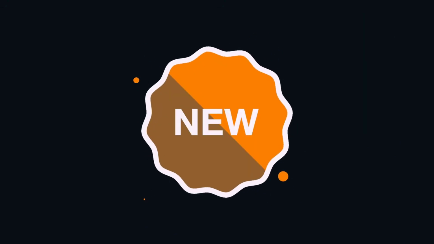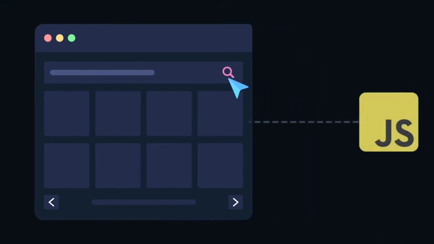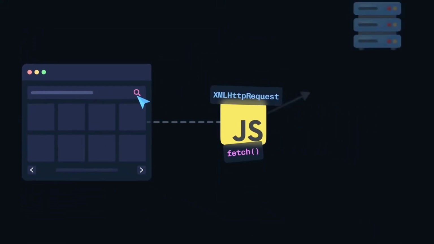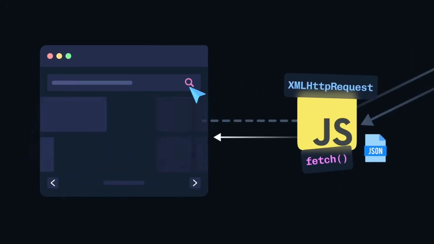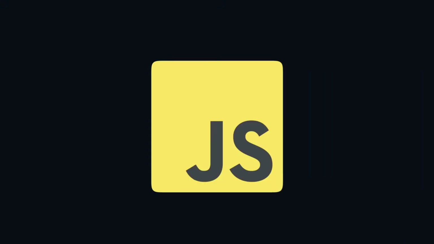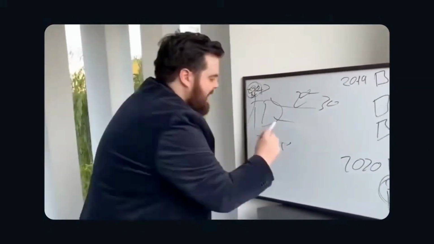So the new pattern looked something like this. User clicks, JavaScript intercepts, sends a background request, the server returns JSON, JavaScript receives it, updates only the affected DOM nodes, and the page stays loaded. This was the beginning of a more interactive web. And JavaScript does a lot. Teaching all of it in this crash course would turn it into a full-blown documentary.